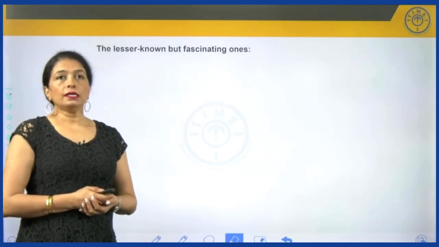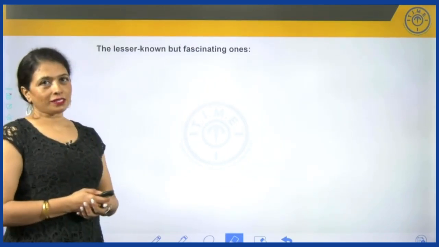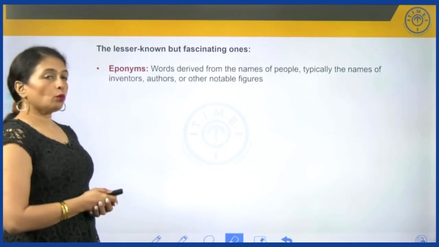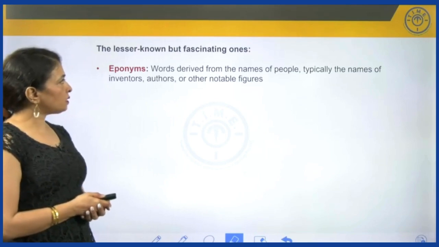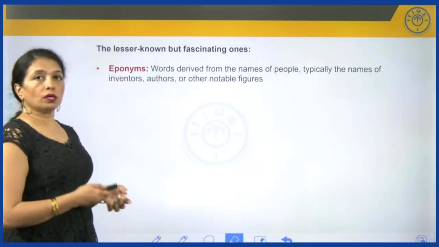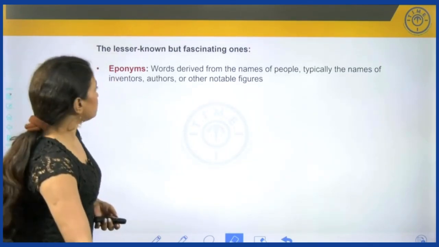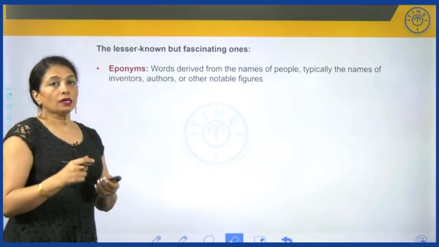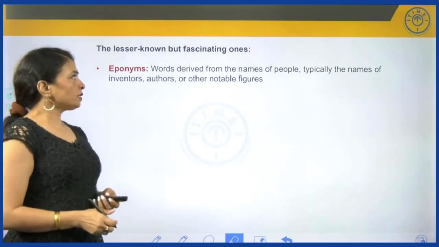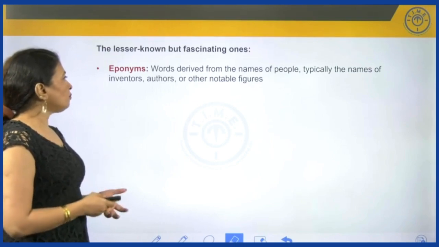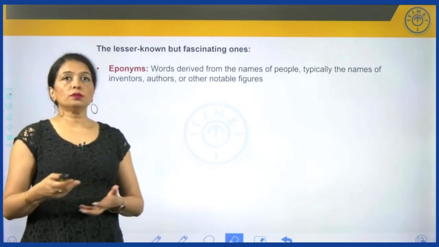Now, we come to the lesser known but fascinating ones. What are they? The first is eponyms. What are eponyms? Eponyms are derived from the names of people. Now, take a look at the word eponym itself. It says nyms. Okay, so each of these refers to a name, and they are words that are derived from the names of people, typically the names of inventors, authors or other notable figures.